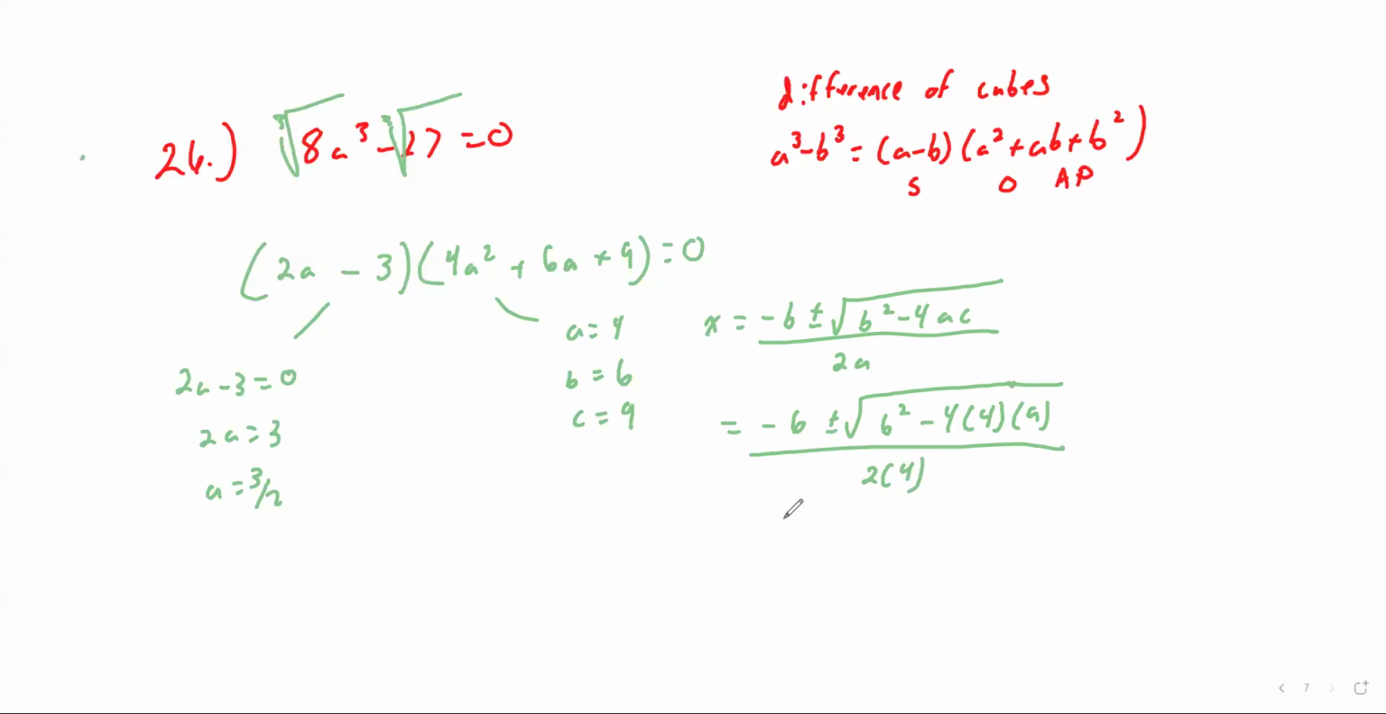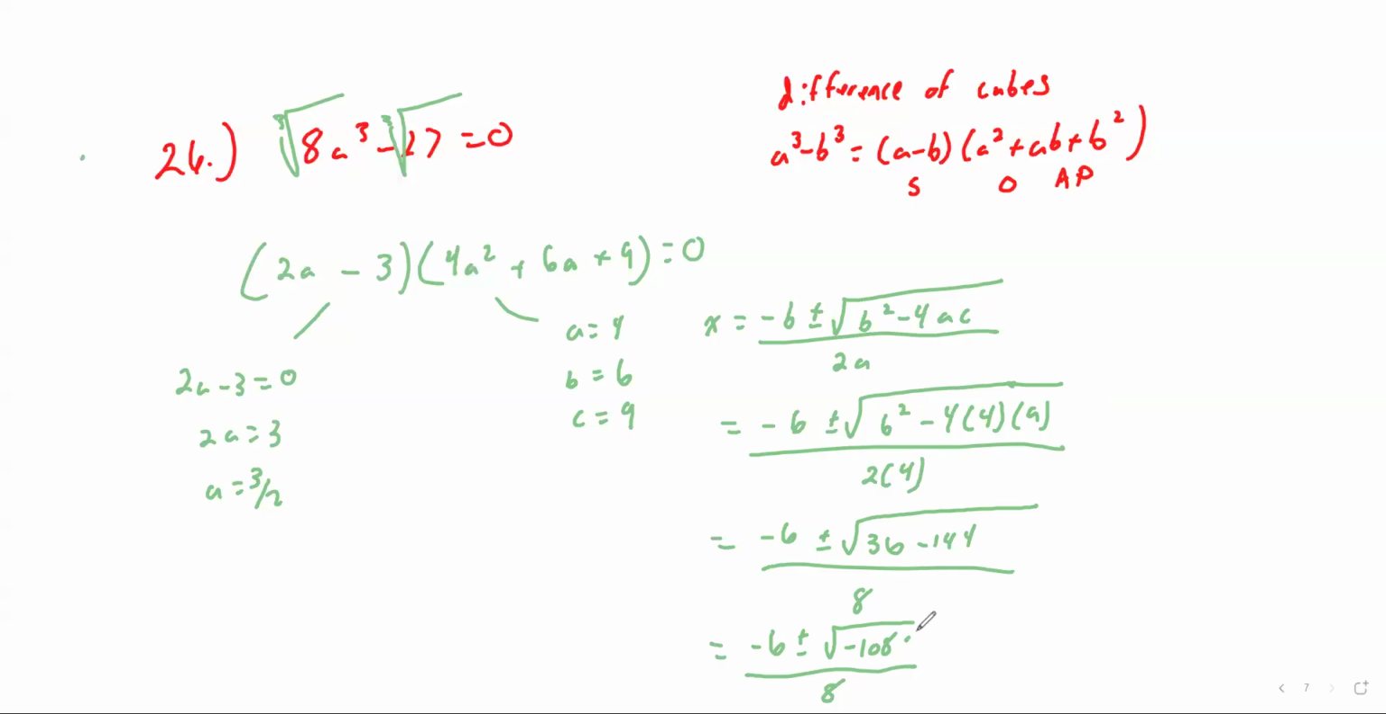times 4. So then you get negative 6 plus or minus 6 squared is 36. 4 times 4, 4 times 9 is 36. 36 plus 36, 72, so 144. 2 times 4 is 8. Negative 6 plus or minus, that'd be negative 108 over 8.